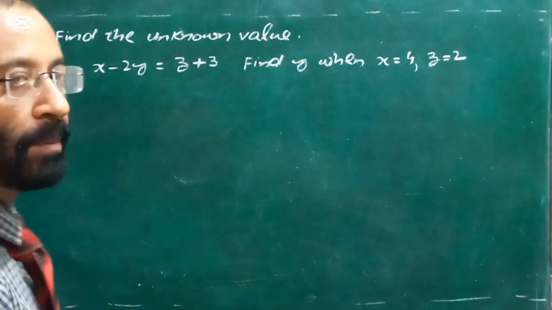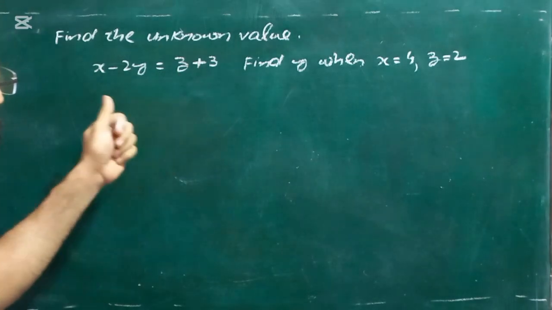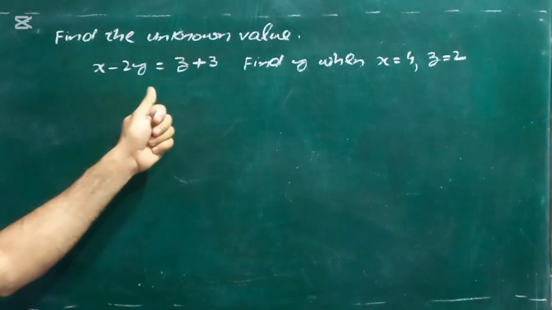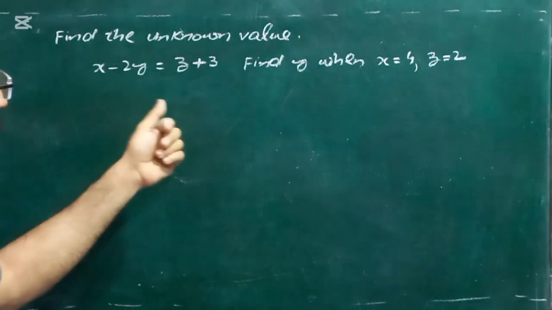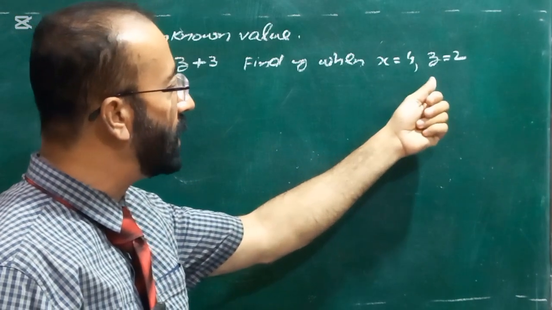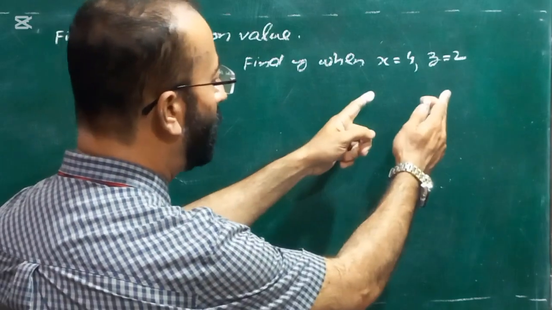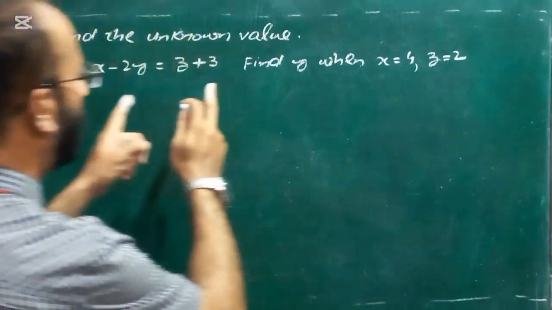Here is another type of question in the lecture. The statement is find the unknown value. So x minus 2y is equal to z plus 3. This is our equation. The requirement is find y when x is equal to 4 and z is equal to 3. So the method will be very simple. Put the values whose values are given in the equation.